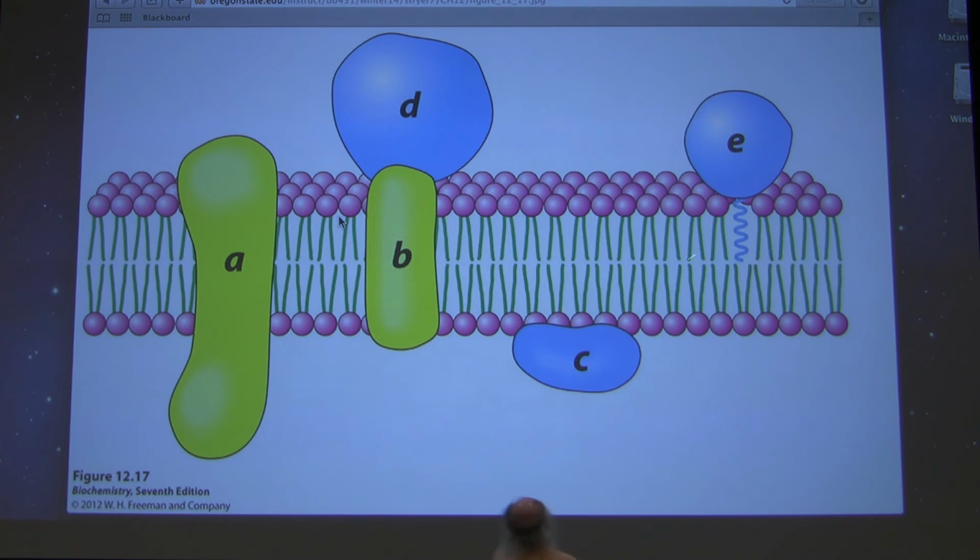Okay? The last category is shown by E. You see that E has a little tail sticking down into there. These are proteins that typically have a fatty acid attached to them, and that fatty acid really likes the inner part of that lipid bilayer. These guys are called anchored membrane proteins. We're going to see examples of all of these different kinds of membrane proteins. The ones that are involved in moving molecules from one side of the bilayer to the other are all integral membrane proteins, and we'll say more about them in just a bit.